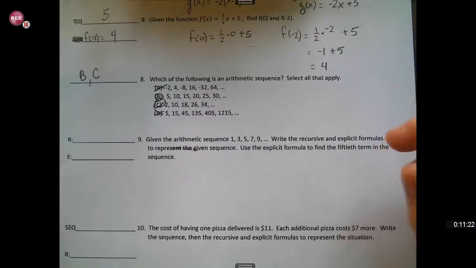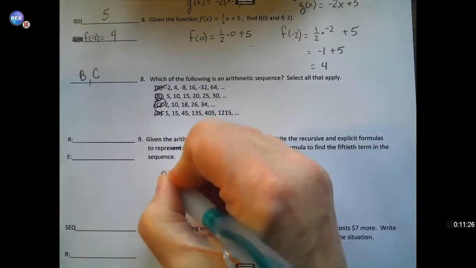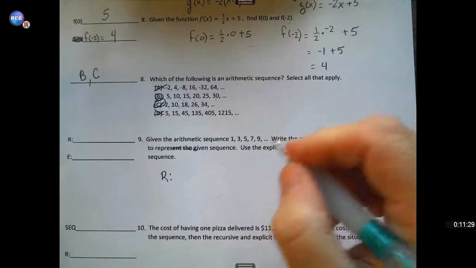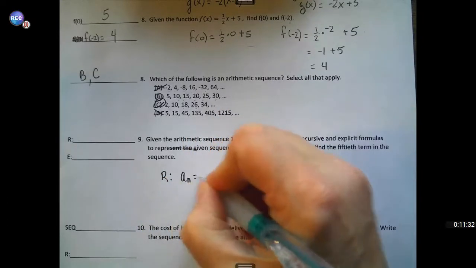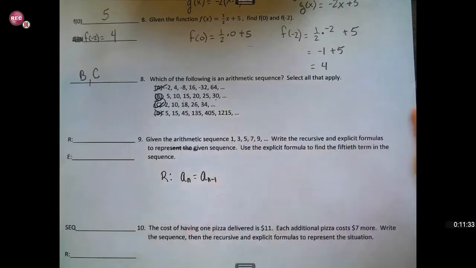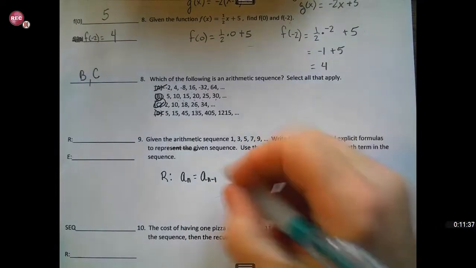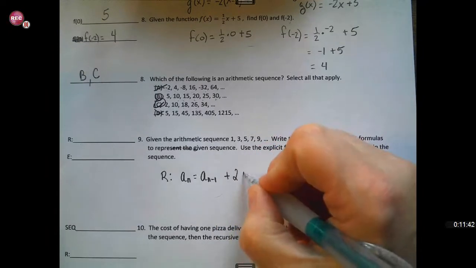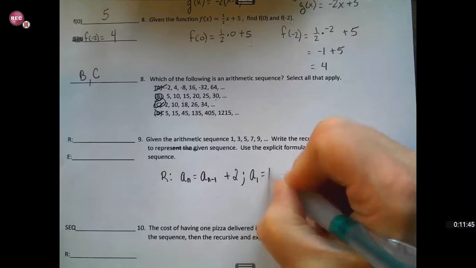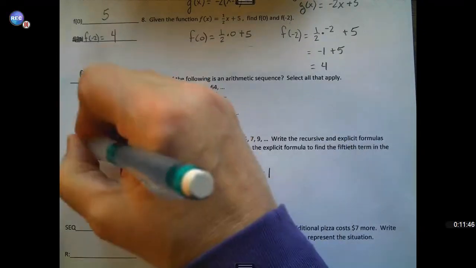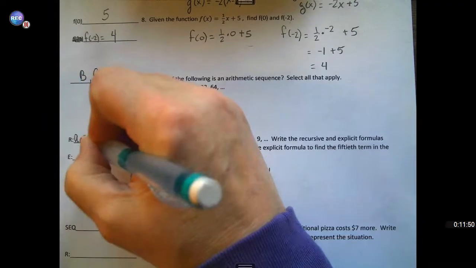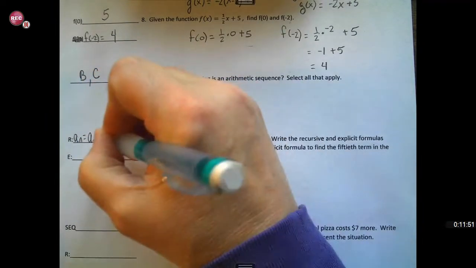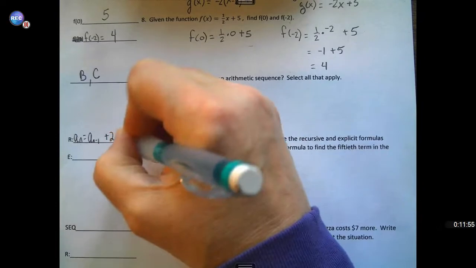Then given the arithmetic sequence 1, 3, 5, 7, 9, write the recursive and explicit formulas. So the recursive formula would be a sub n equals a sub n minus 1. That's the notation for the previous term, plus the common difference, which is 2. And then I also have to tell you that a sub 1 is 1. So recursive: a sub n equals a sub n minus 1 plus 2, and a sub 1 is 1.